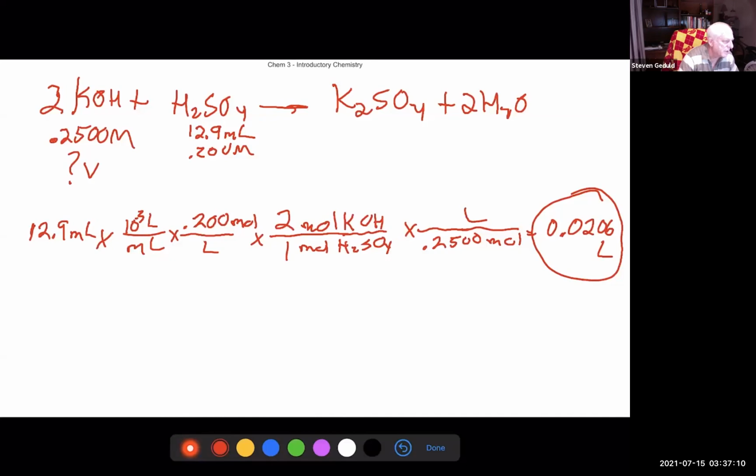Let's do another one here. Okay, so zinc reacts with hydrochloric acid according to the following reaction. So zinc plus HCl goes to zinc chloride plus hydrogen.